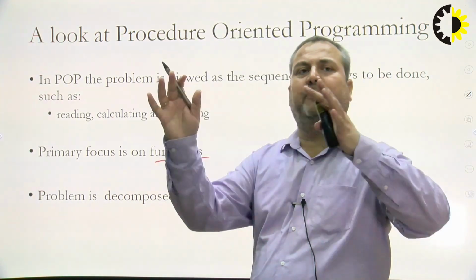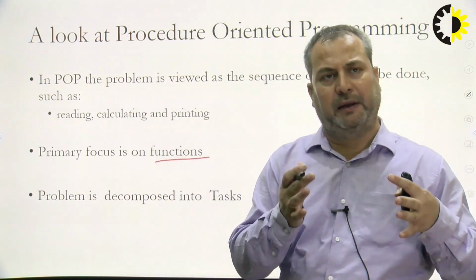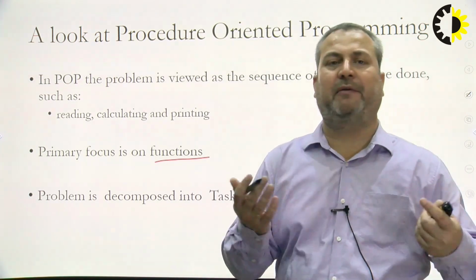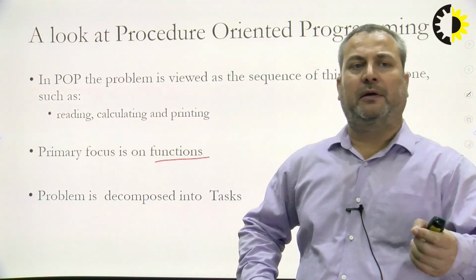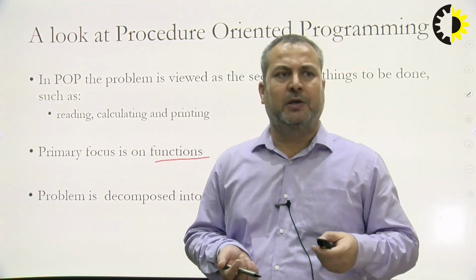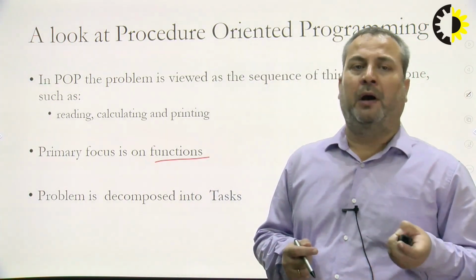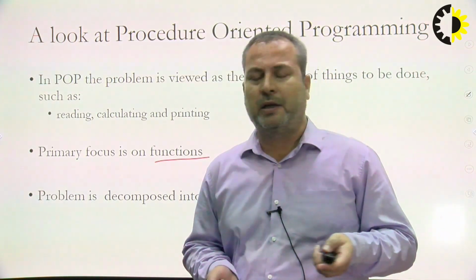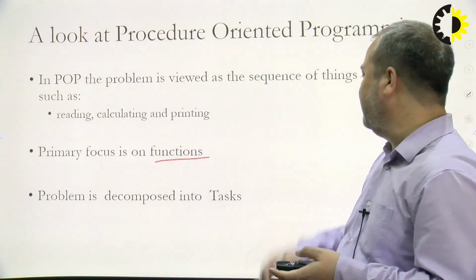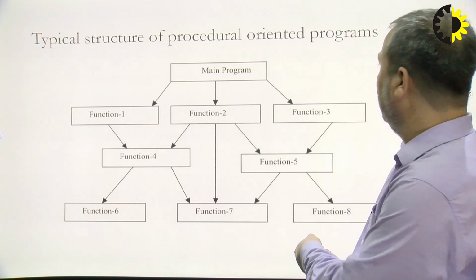So a large program is divided into subtasks, then even a subtask can further be divided into subtasks, and the subtasks are implemented, and so on, okay. So the primary focus of procedure oriented programming is on functions, okay. So how is the problem decomposed into tasks, right? You can see it like this.